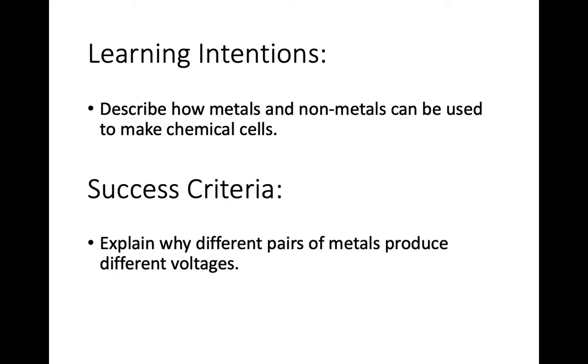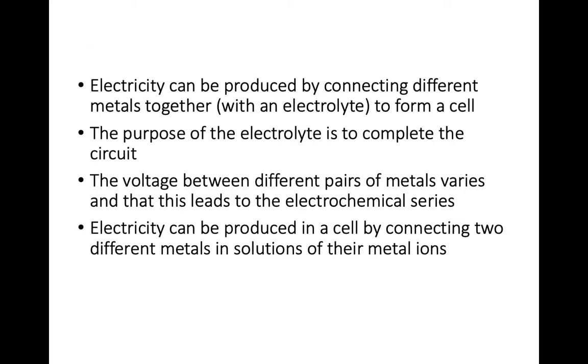So our learning intention for today is to describe how metals and non-metals can be used to make chemical cells. And at the end of the lesson you should be able to explain why different pairs of metals will produce different voltages. So let's set a couple of things straight first.